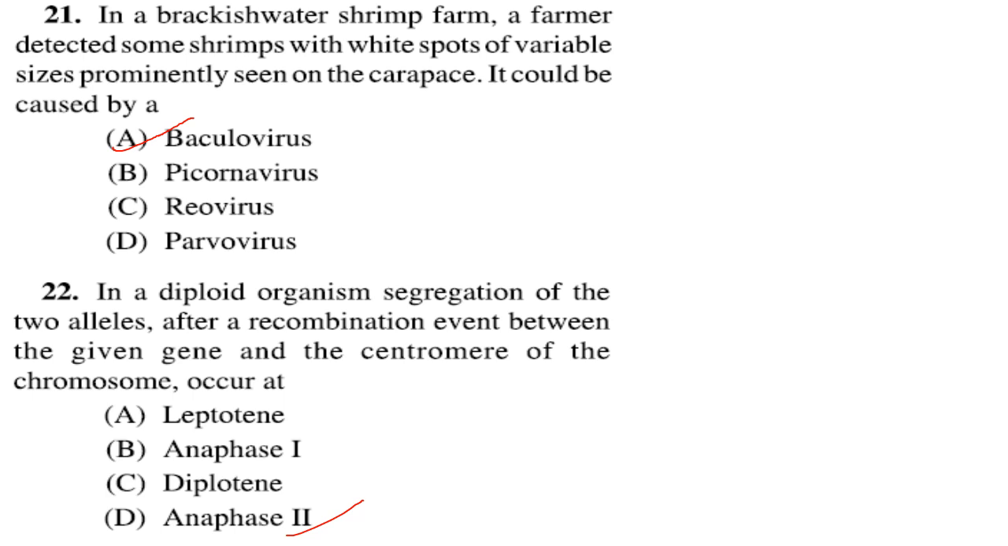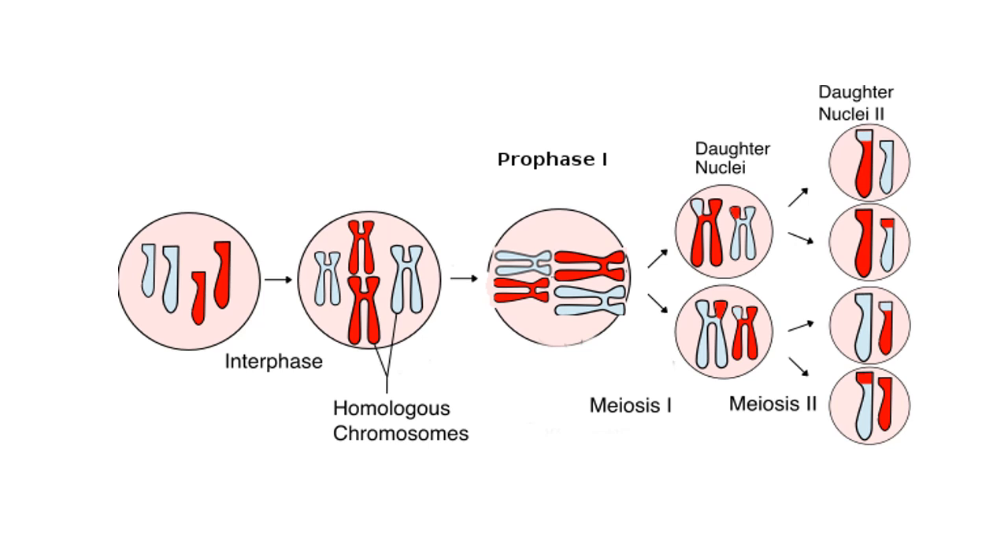C. In a diploid organism, segregation of the two alleles after a recombination event between the gene and the centromere of the chromosome occurs at anaphase 2. In anaphase 1, the whole chromosome along with the two chromatids is segregated. But in anaphase 2, the chromatids are separated. So the alleles are also separated after recombination.